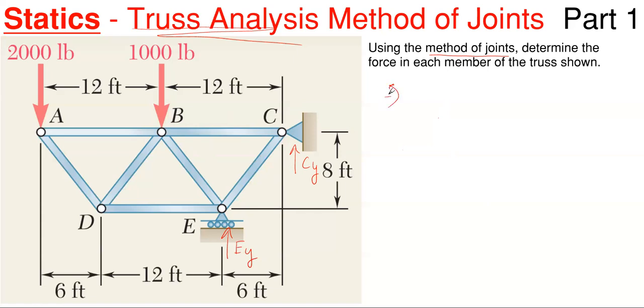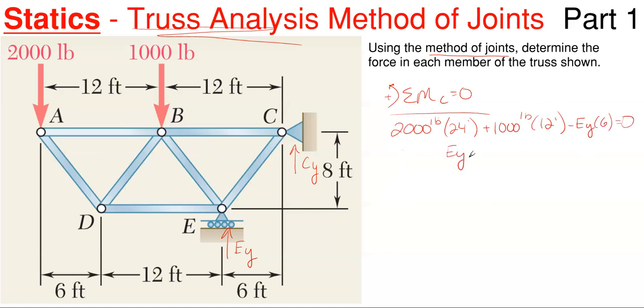So I'm just going to sum moments at point C in order to get my reaction E sub Y. I'm going to go through the reactions a little bit faster because this is more of a truss problem than a reactions problem. We do have other videos on the channel that look at reaction problems. So we would have our 200 pounds times a perpendicular distance of 24 feet, positive rotation, plus the 1,000 pounds times the 12 feet, positive rotation, minus E sub Y times 6 for clockwise rotation, all equal to 0. E sub Y would pop out to be 10,000 pounds in that upward direction. So this down here is 10,000 pounds.